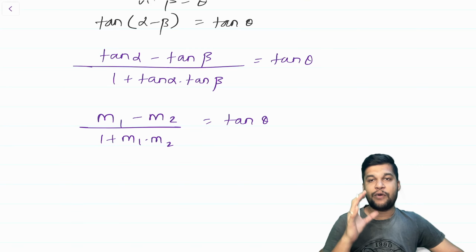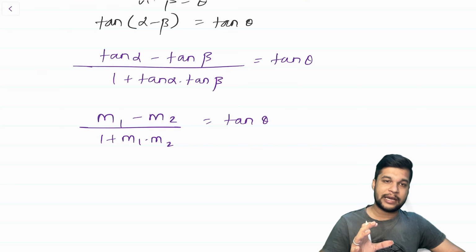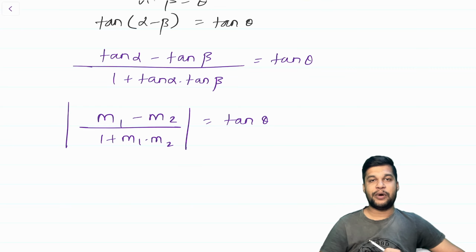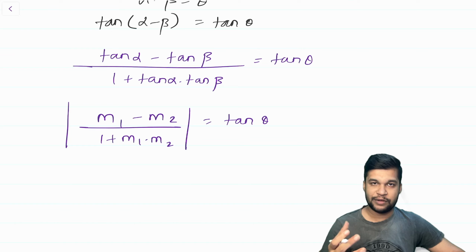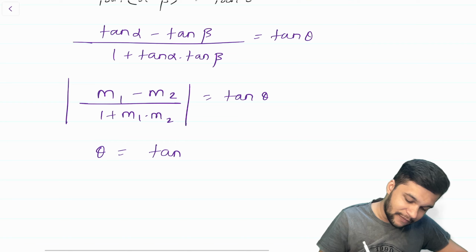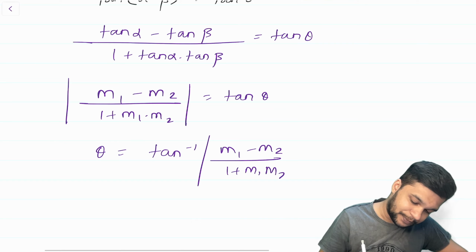Now, since we want the acute angle between these two lines, this value should be positive. That's why I'm using the modulus, the absolute value, which means theta will be tan inverse of mod of m1 minus m2 upon 1 plus m1 and m2.